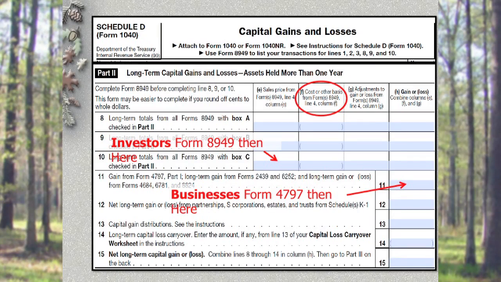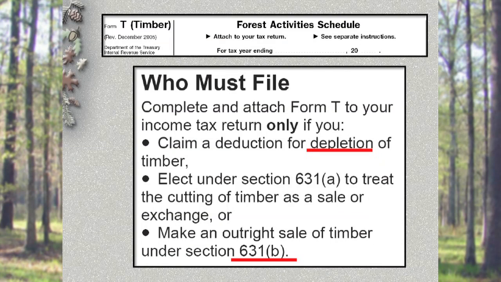Here's an example of Schedule D. Both investors and businesses will end up on Schedule D. One will fill out 8949 for investors, like I said before. Businesses fill out 4797 and place their net capital gain there on line 11. So there's several ways that this can be reported, but everything ends up on Schedule D, long-term capital gains, and you save a lot of money.